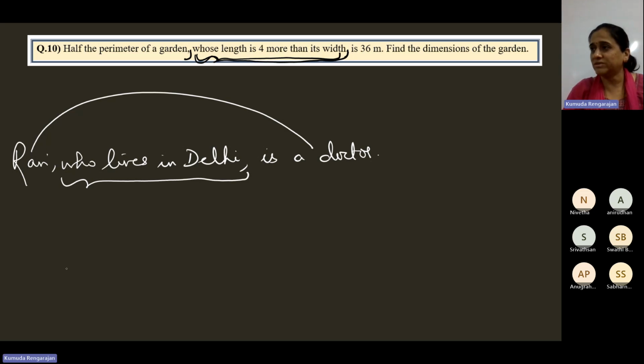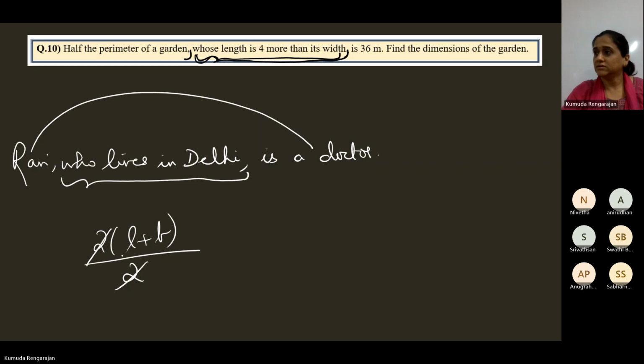Perimeter is 2 into L plus B. See, how do we know it's a rectangle? Because the dimensions are length and breadth. It can be a square, but it's given that length is 4 more than the breadth, so length and breadth are not equal. So it is a rectangle. Perimeter is 2 into L plus B. Half of it is semi-perimeter.